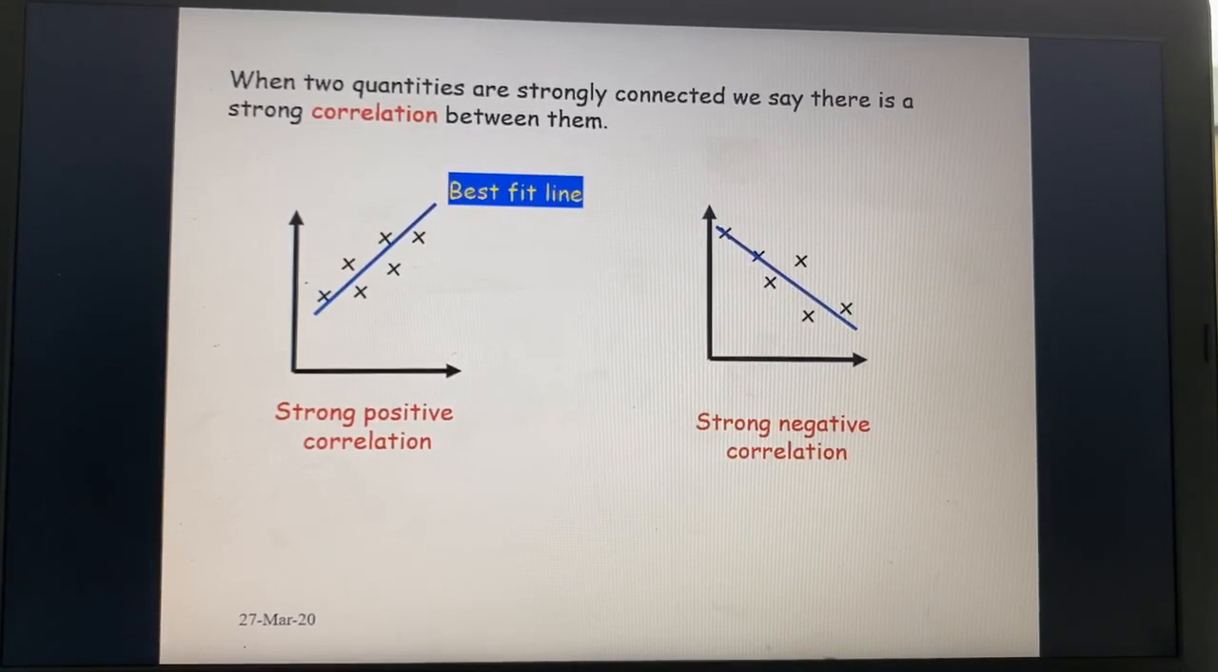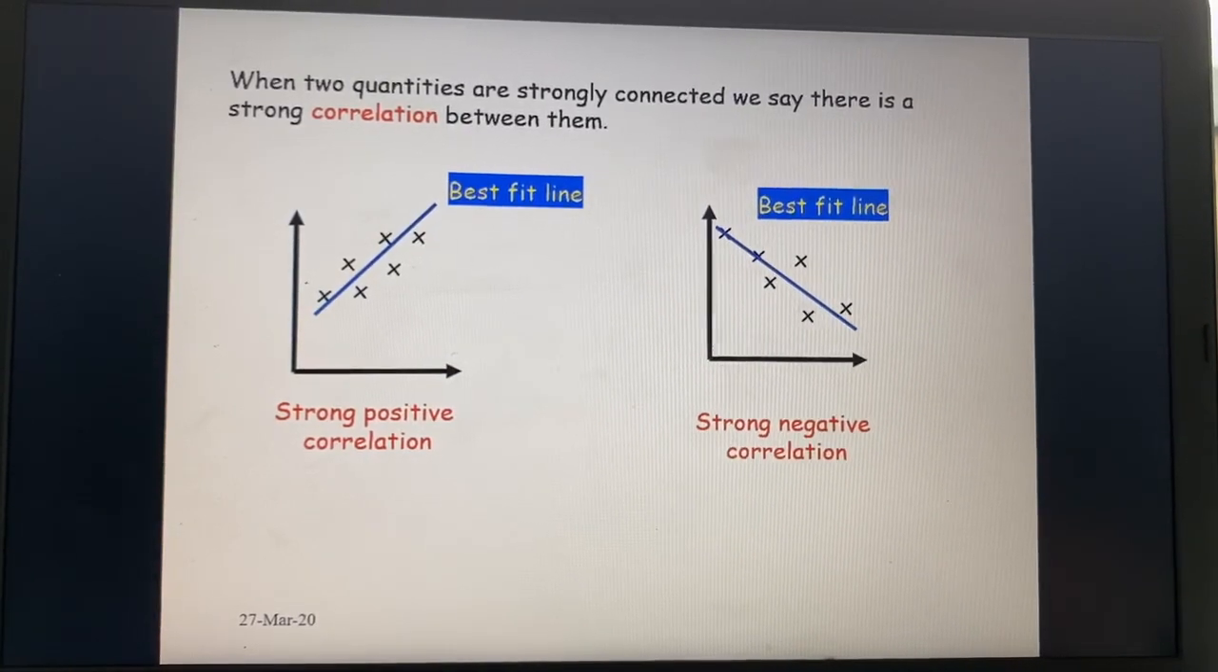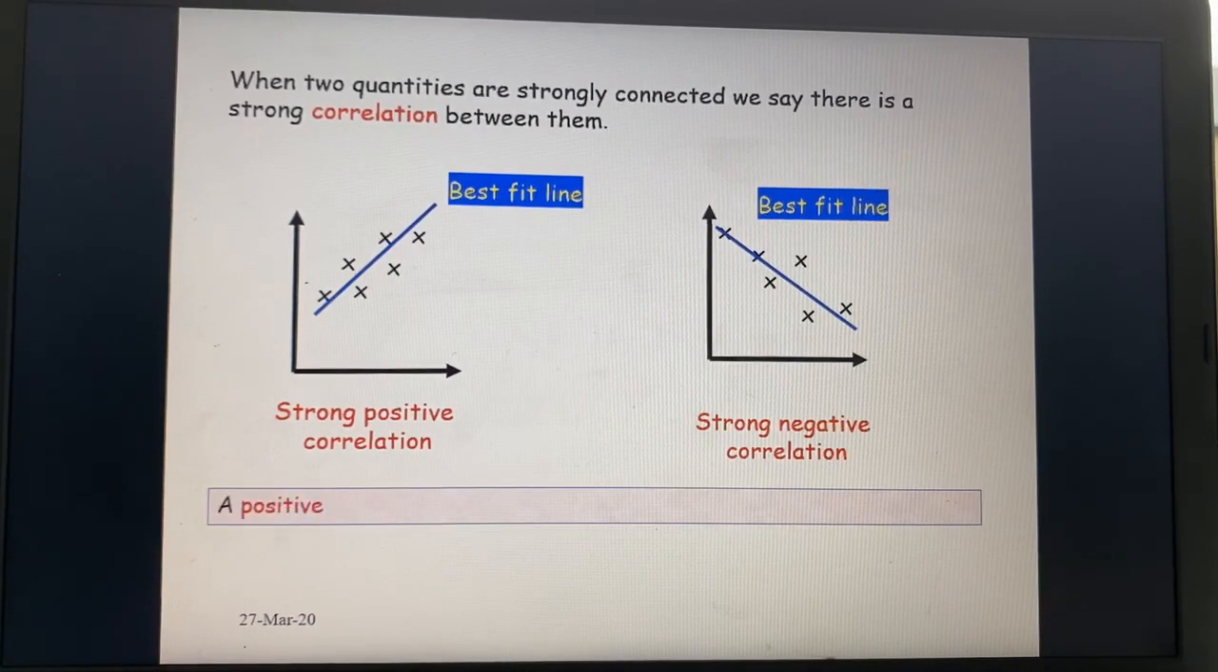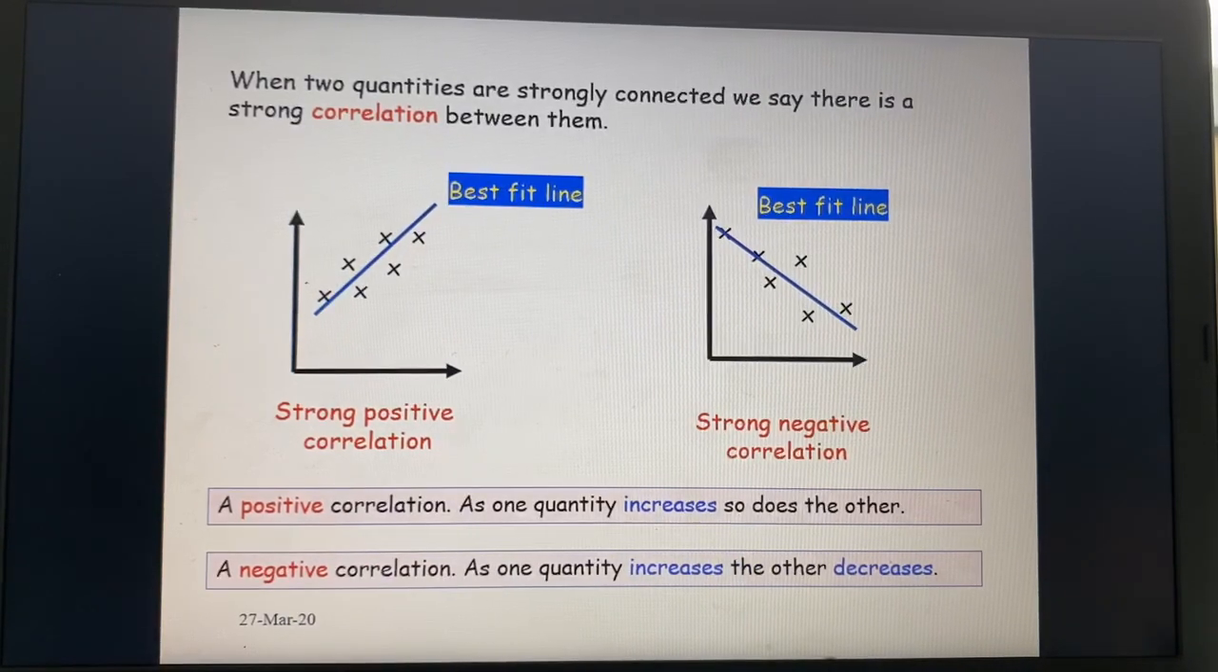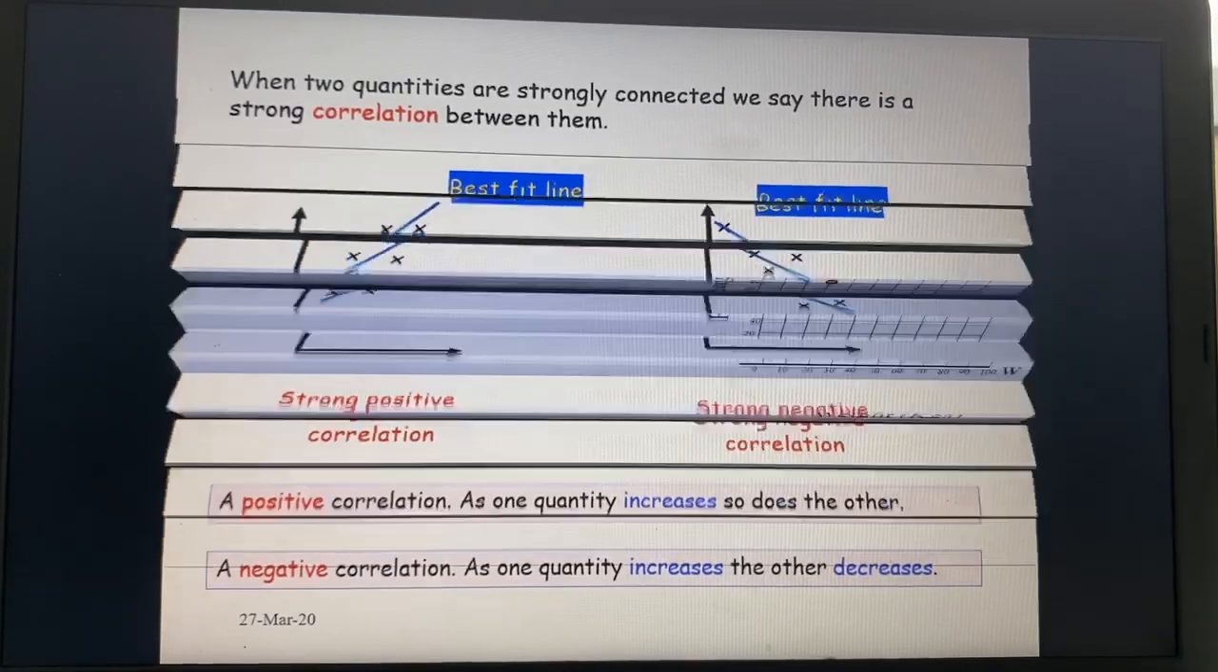It doesn't necessarily have to, but what you find is that the stronger the relationship between the quantities, the more tightly packed the points are, so the more likely it is that the line of best fit will go through some of those points. Okay, so in summary, a positive correlation, as one quantity increases, so does the other one, and a negative correlation, as one quantity increases, the other decreases.